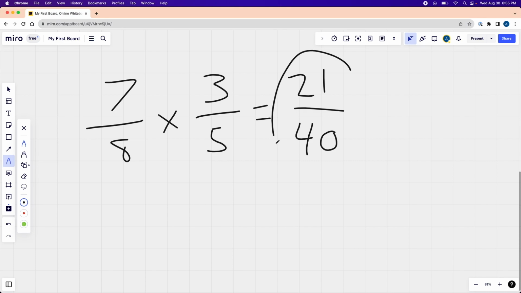And that is in its simplified form already because the only factors of 21 are going to be 1, 3, 7, and 21. And neither one of those, besides 1, of course, goes into 40. So 7/8 times 3/5 is going to be 21/40. And that is how easy multiplying fractions is.